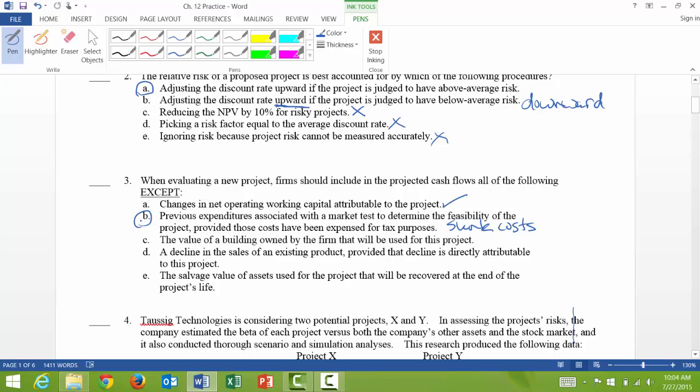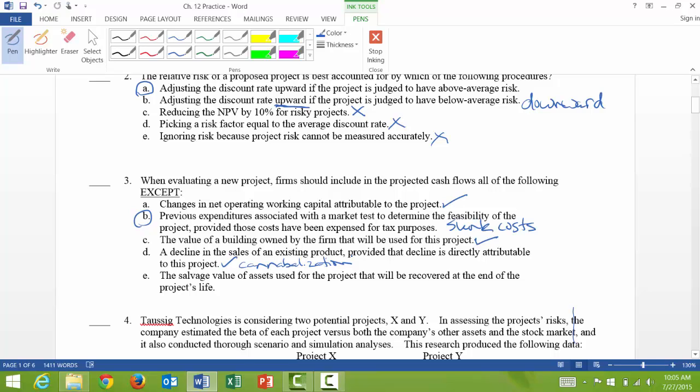And then C, the value of a building owned by the firm that will be used for this project. We would include that because it could be an opportunity cost. The building could be used for something else, and that would be charged as a cost to the project you're evaluating. And D, a decline in the sales of an existing product, provided that decline is directly attributable to this project. And that's actually cannibalization, and that's something that we include.